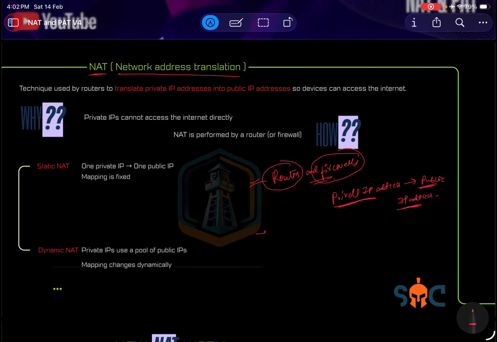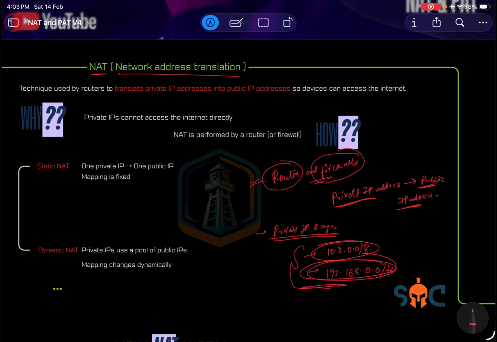So I'll give you an example. For example, private IP ranges. Let's consider 10.0.0.0/8 and 192.168.0.0. Okay, so for example, these are private IP ranges. So these IPs cannot communicate over the internet directly. Why? These are private IP addresses.